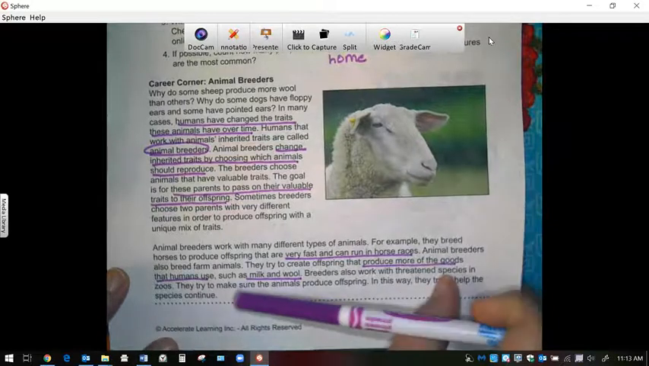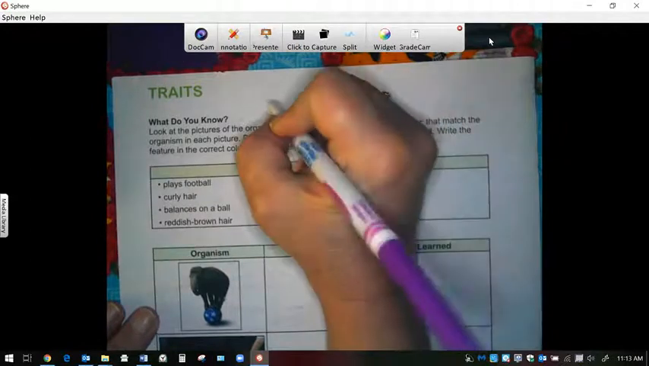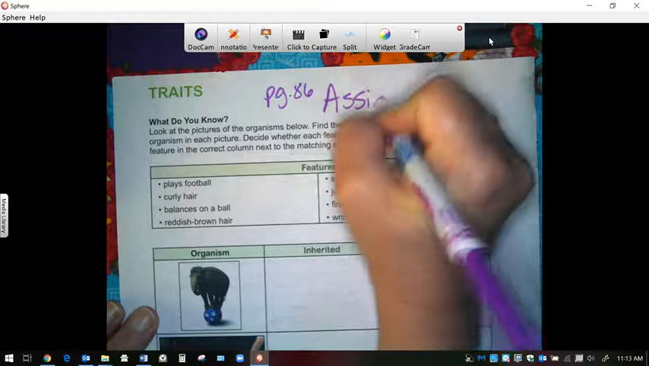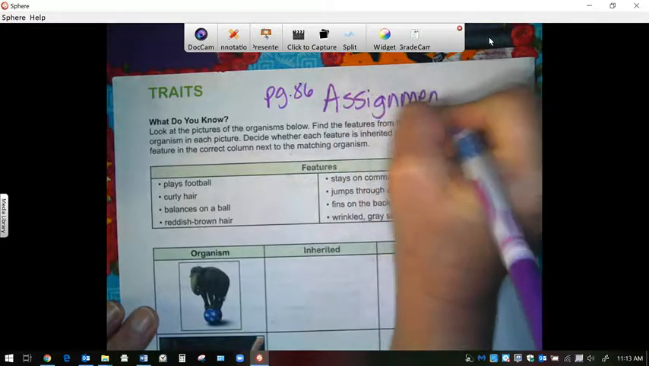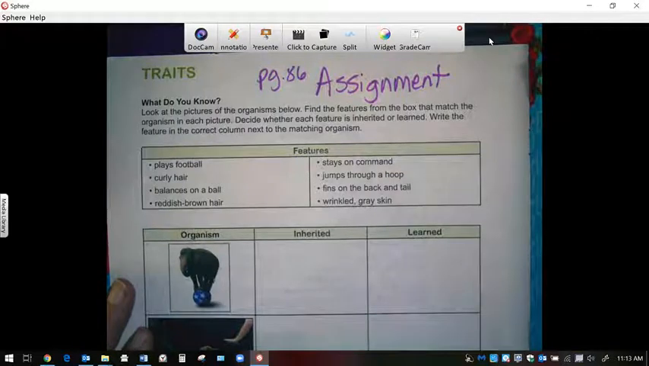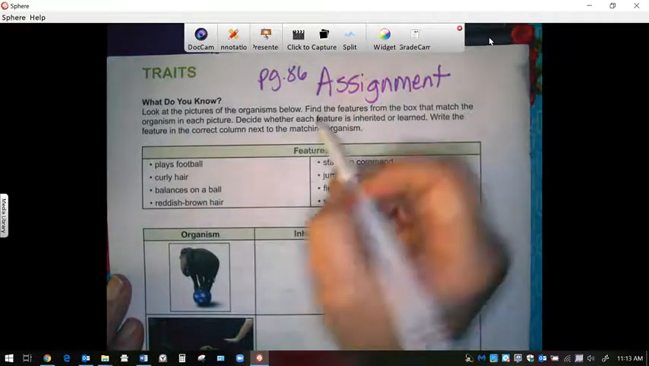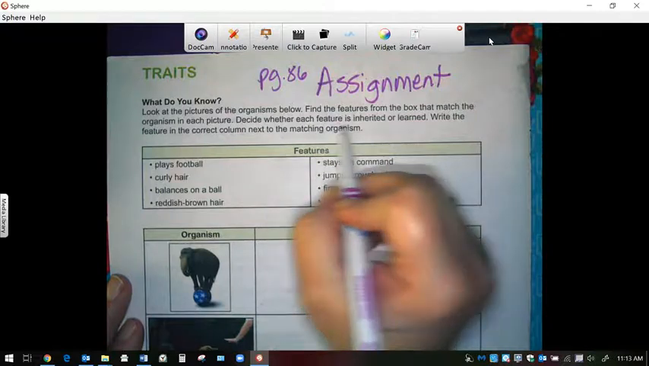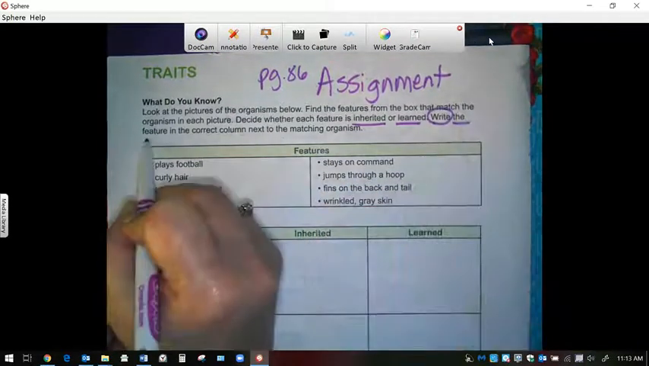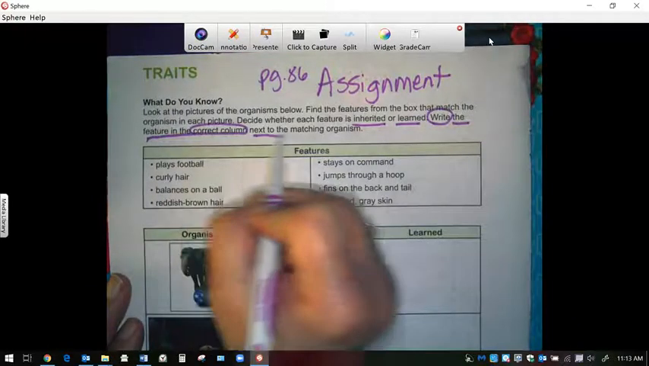All right, so on the back on page 86, this is your assignment to turn in for the week. It says, what do you know? Look at the pictures of the organism below. Find the features from the box that match the organism in each picture. Decide whether each feature is inherited or learned. You're going to write the feature in the correct column next to the matching organism.